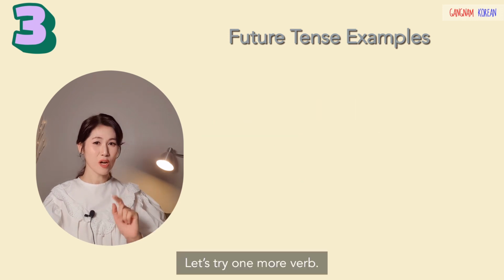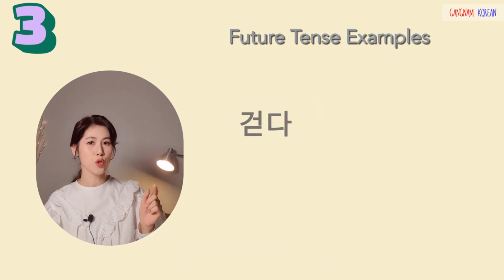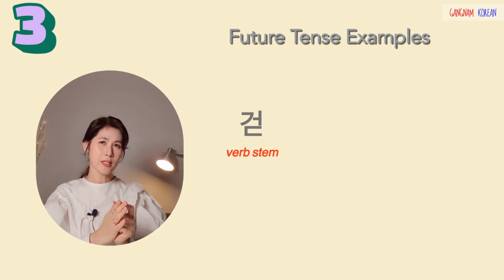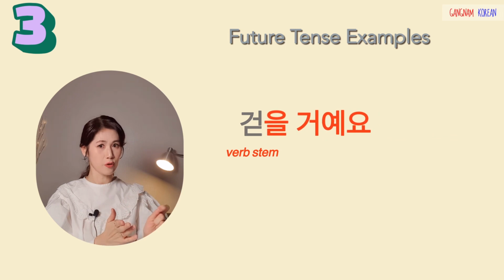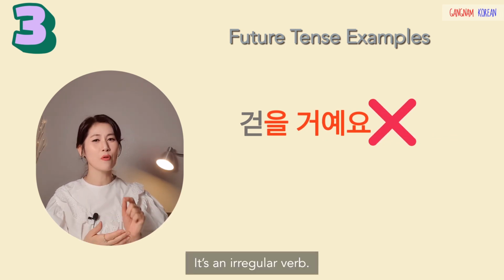Let's try one more verb. 걷다, which means to walk. So if you take away the 다, you have 걷 left. 걷 ends in a consonant, so you put 을 거예요, right? But 걷을 거예요? No, it's an irregular verb.